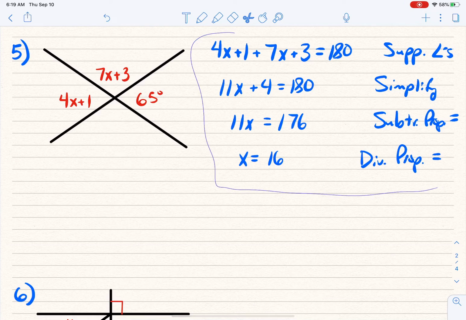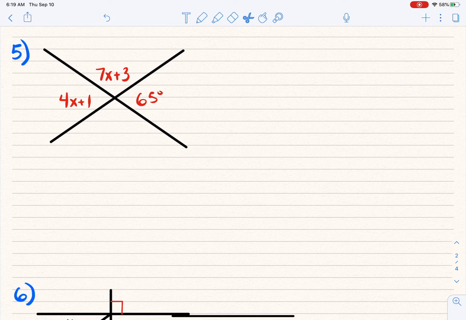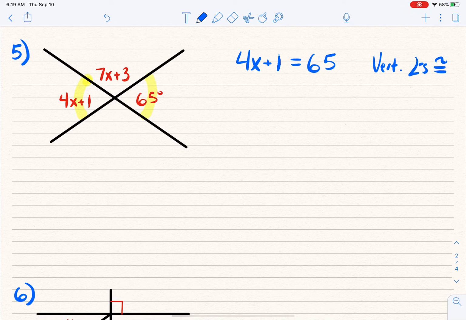The other way, which would look completely different, is you could say, well, I know that this angle and this angle are vertical angles. So this is the really, really easy way. You could have said, well, therefore 4x plus 1 has got to equal 65, and that's true. And that would be because vertical angles are congruent. You should always know why something is true.